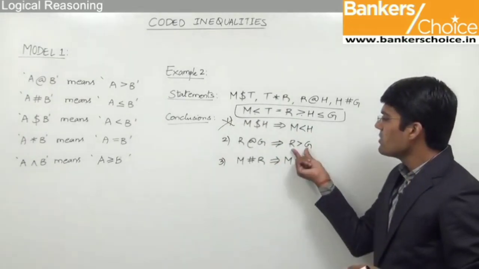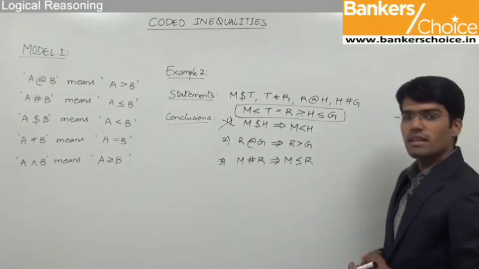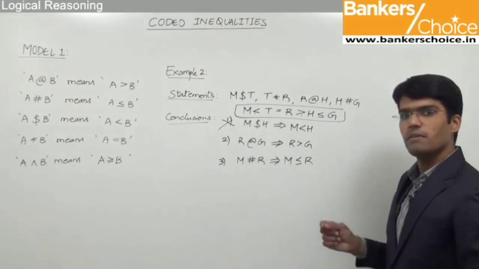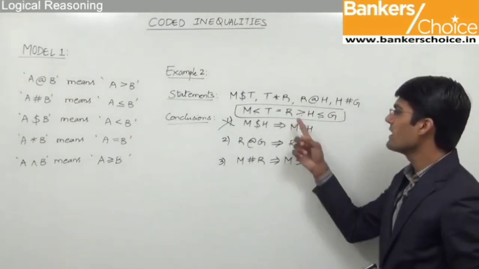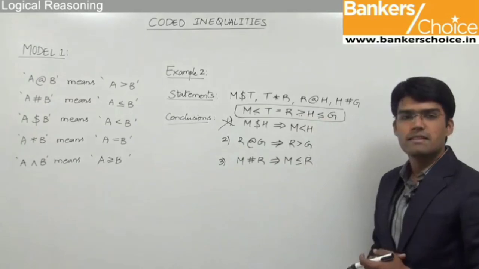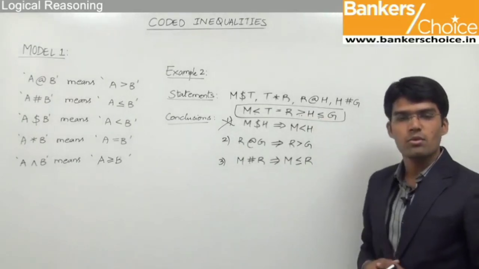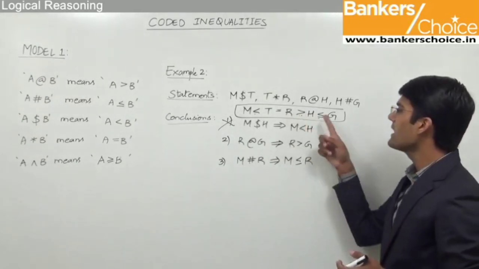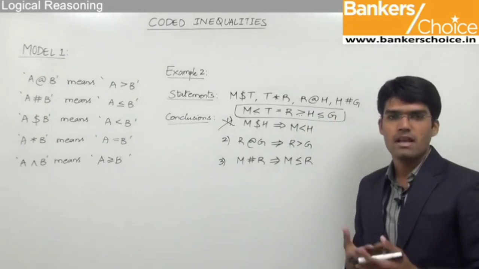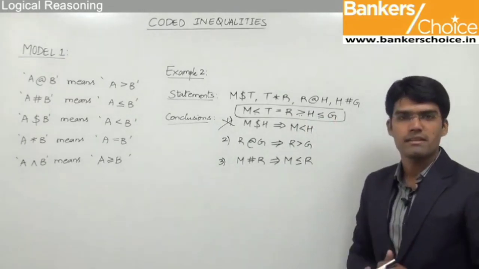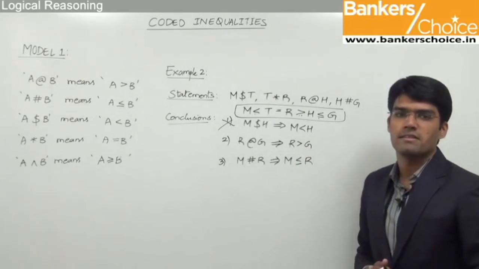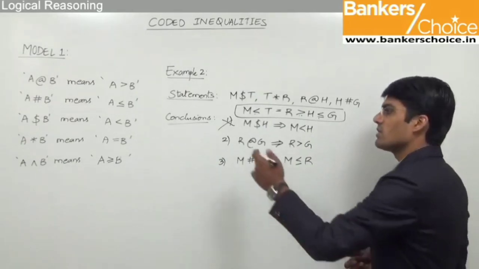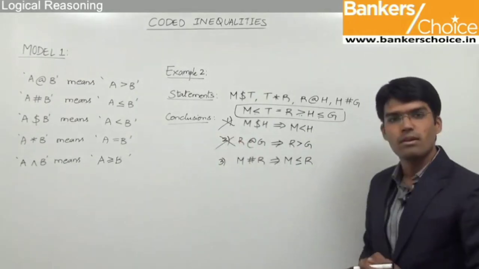The conclusion number 2 is R greater than G. If we try to compare R and G, we find that there are dissimilar inequalities between R and G. That is, one is greater than, the other is less than or equal to. Again, by applying rule number 3, we can say that R and G cannot be compared. Why? Because R can be less than G, can be greater than G, or can be equal to G. But the given conclusion says R is greater than G, which may not be true always. So even conclusion number 2 is false.